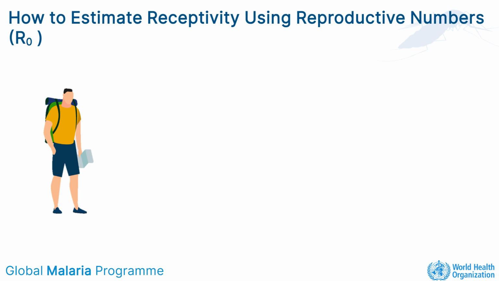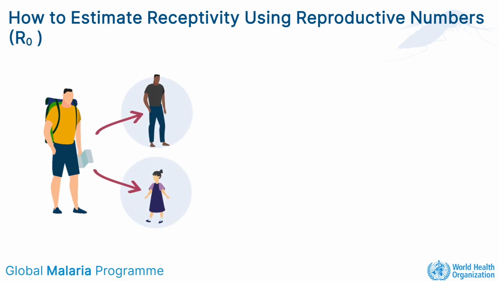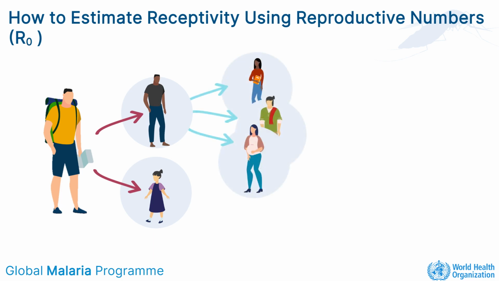In this illustration, a traveler has imported a case of malaria. After he is bitten by local malaria vectors, 2 more people are infected. One of them transmits his infection to 3 other individuals through the bites of infective mosquitoes, while the young girl transmits infection to only 1 additional person.